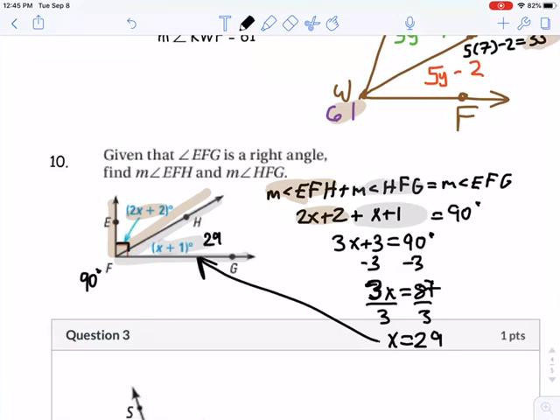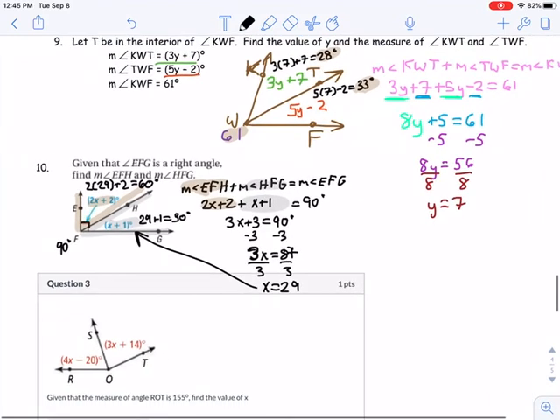I'm going to get 29 plus 1, which is 30 degrees. And then 2 times 29 plus 2 is going to give me 60 degrees, which again, 60 plus 30 equals the whole thing, 90.